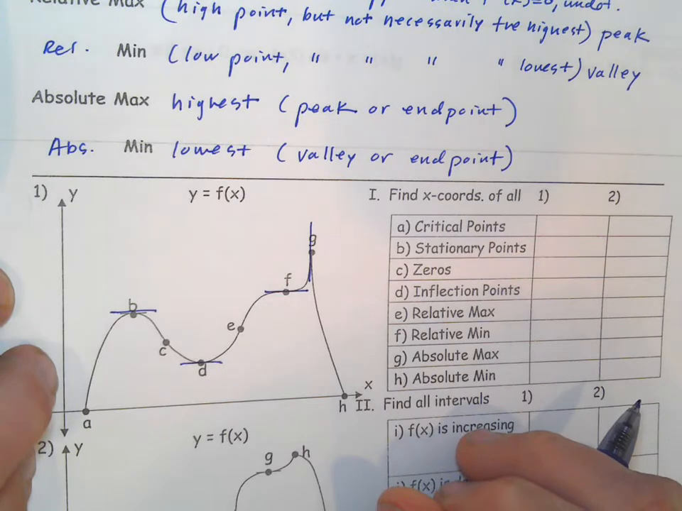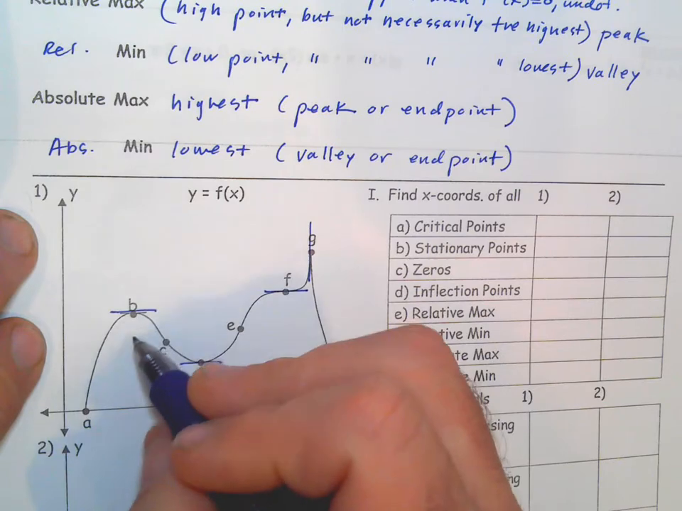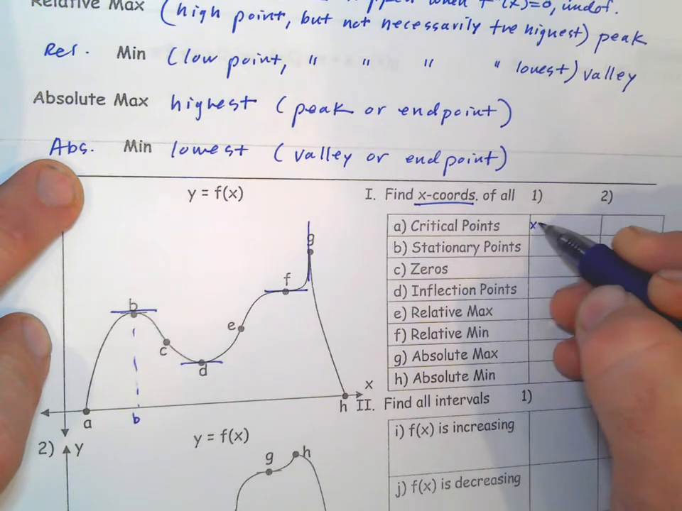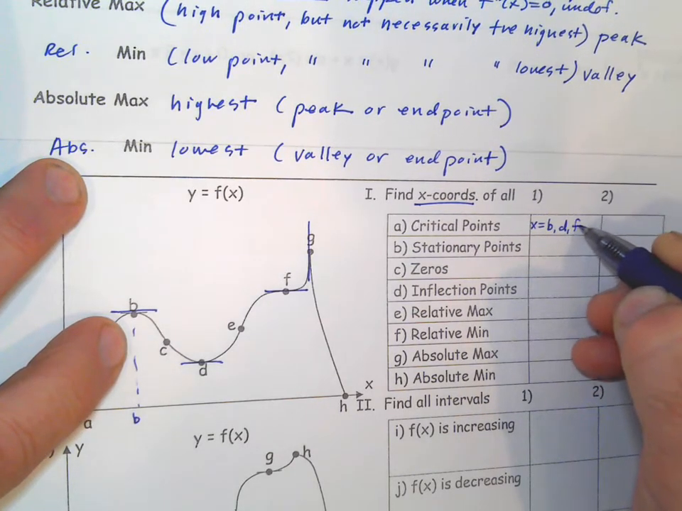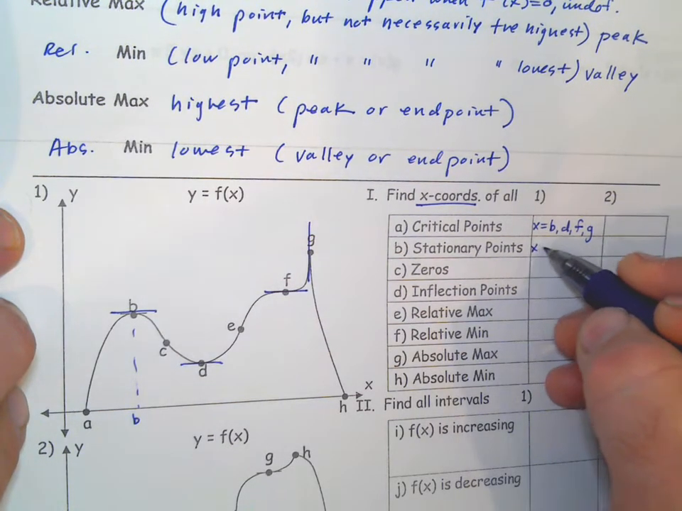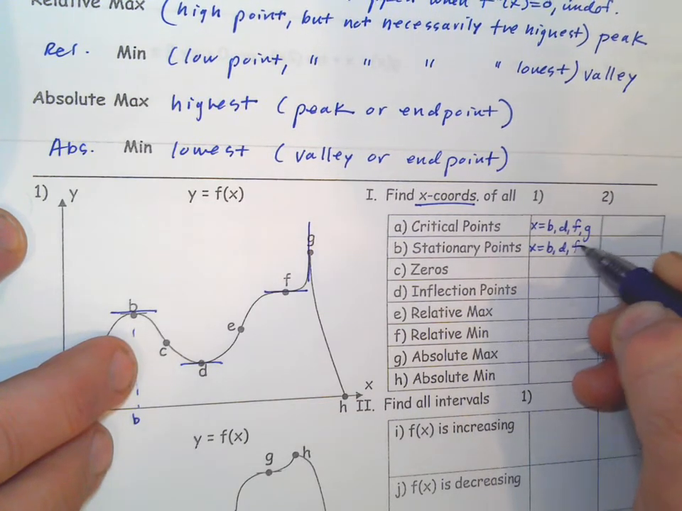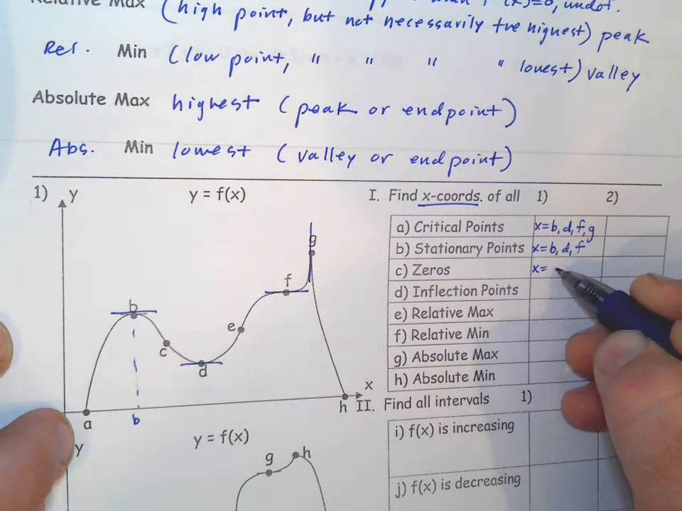And so we're saying, okay, well, let's identify all the critical points. Let's say these are x coordinates. So location. So this is going to be x equals, critical points would be B, D, F, and G. G is a critical point because the derivative is undefined. A sharp corner is going to be a critical point. Stationary points are specifically only the ones that are flat: B, D, F. The zeros are where this graph intersects the x-axis, A and H.